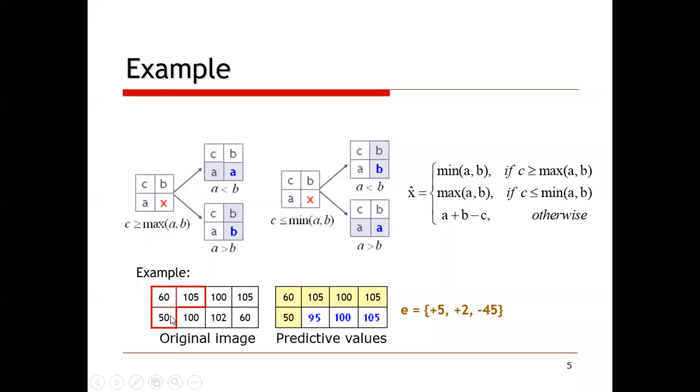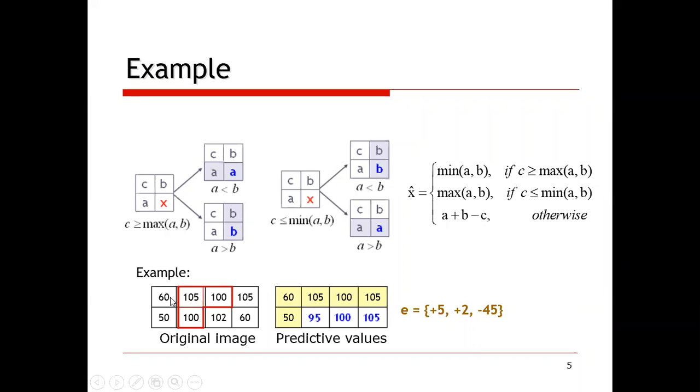See here, this is a, the value is 50, the other neighboring pixel is 105, that is b, and the other pixel value is c, value is 60. Map it like this: this is x, this is a, this is c, this is b, and this is 100, whose value you want to predict. So this becomes a, this becomes b, this becomes c.